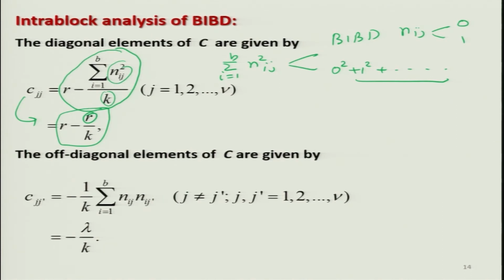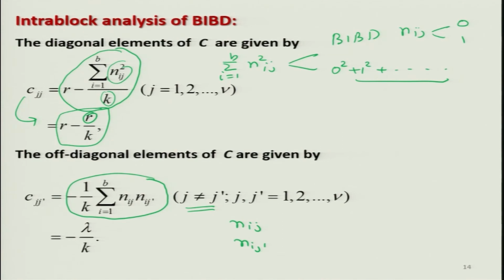If you remember, we had earlier obtained the expression for Cjj prime, where j is not equal to j prime, indicating the off diagonal element, which was minus 1 over k, summation i goes from 1 to b, Nij into Nij prime. Now, as we had discussed, these values Nij and Nij prime, in the case of BIBD, are going to take the values 0 and 1.